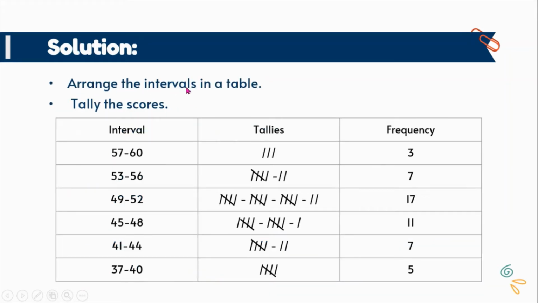Next, arrange the intervals in a table. We have the intervals 37 to 40 up until 57 to 60, and we are going to tally the scores. For 37 to 40, we have 5, so the frequency is 5. 41 to 44, 7. 45 to 48, we have 11. 49 to 52, that's 17. 53 to 56, that's 7. And 57 to 60, we have 3, so the frequency is 3.